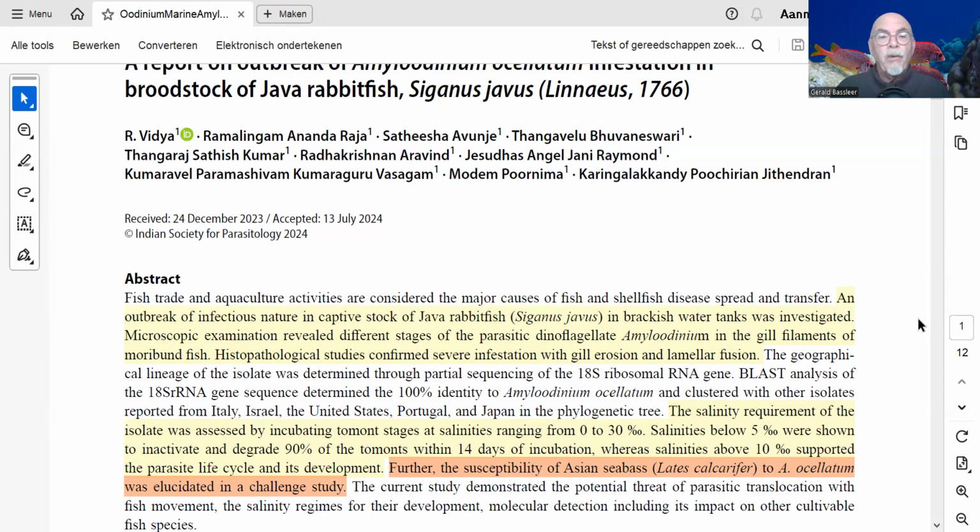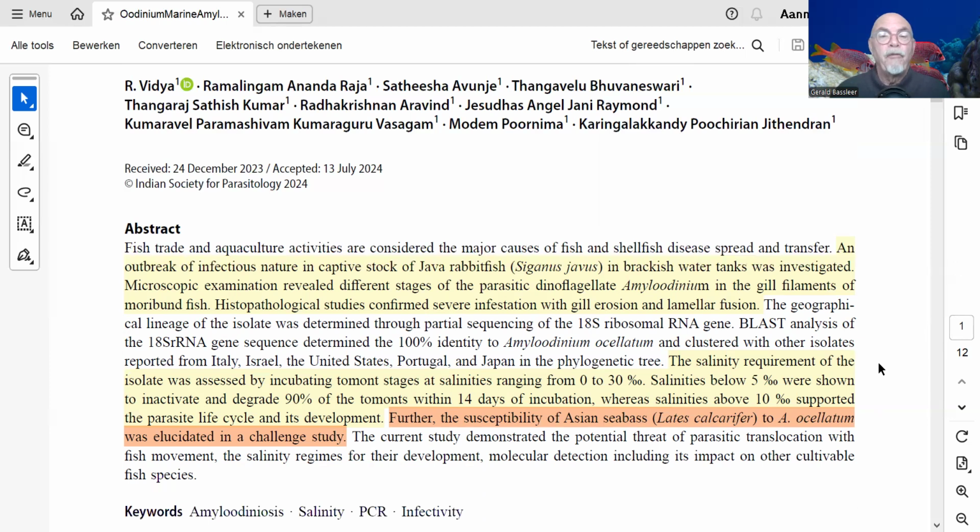The salinity requirement of the isolate was assessed by incubating tomite stages at salinities ranging from 0 to 30%. Salinities below 5% were shown to inactivate and degrade 90% of the tomites within 14 days of incubation, whereas salinities above 10% supported the parasite life cycle and its development.